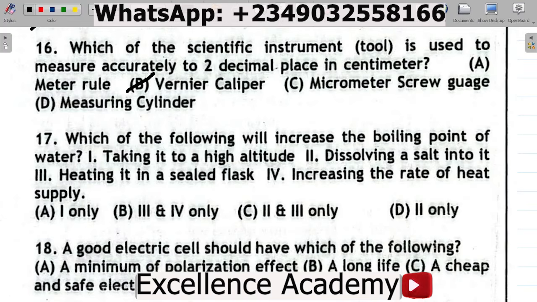Meanwhile, IV says dissolving a salt into it. Now, the correct answer here will be IV, dissolving a salt into it. And this is because if you dissolve salt into it, the water becomes impure. And we know that the boiling point of pure water and impure water are different. So if I dissolve salt into it, I'll make the water impure. And because of the impurity in the water, the boiling point will be increased. So the answer becomes II only. D is the correct option.